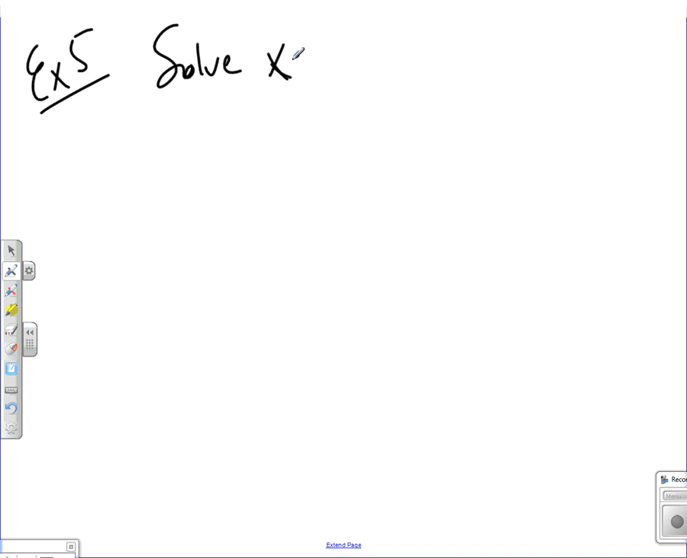Let's say we want to solve this: x squared equals 4x. How are we going to solve that? The first thing we need to do is get 0 on one side. We could move x squared over to the right, or move 4x over to the left. But it's a good idea to keep the squared part positive. It's going to be better to subtract 4x from both sides.